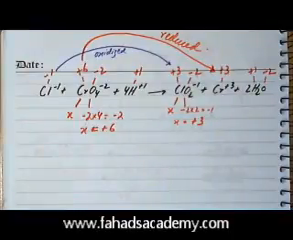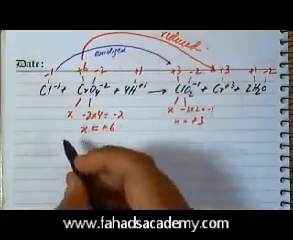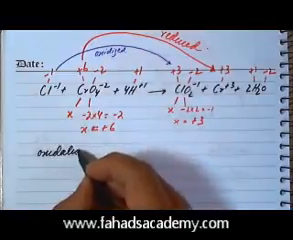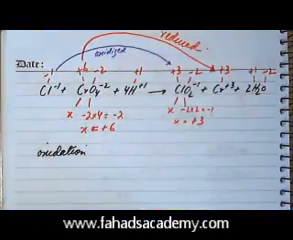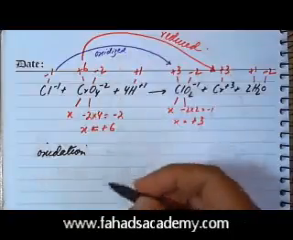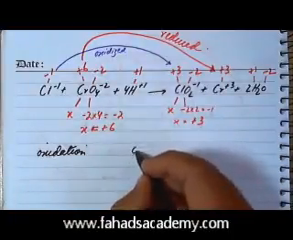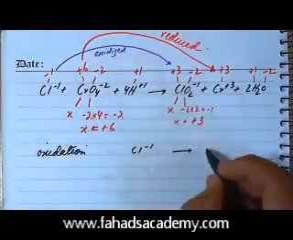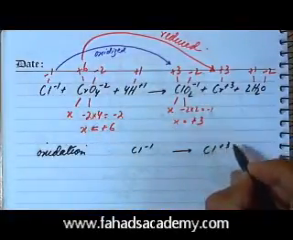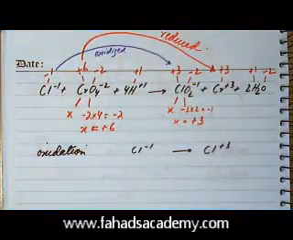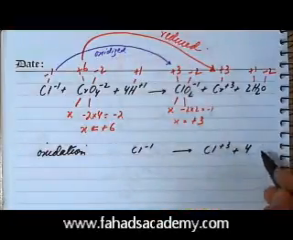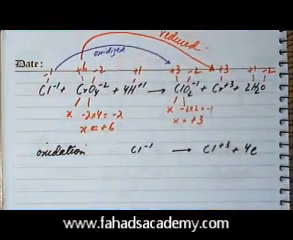So we need to balance the number of electrons being gained and the number of electrons being lost. So first, construct the equation for oxidation. Cl -1 is going to Cl +3, so that is getting oxidized. And how many electrons is it losing? It needs to lose 4 electrons to go from -1 to +3. So it has lost 4 electrons.